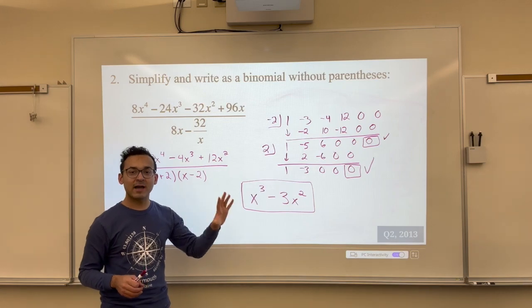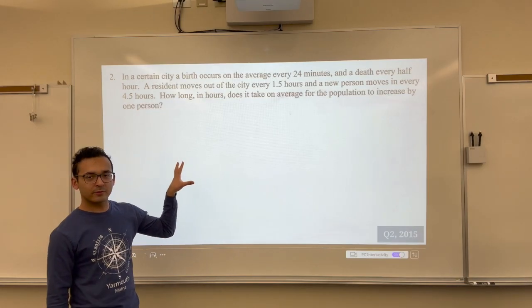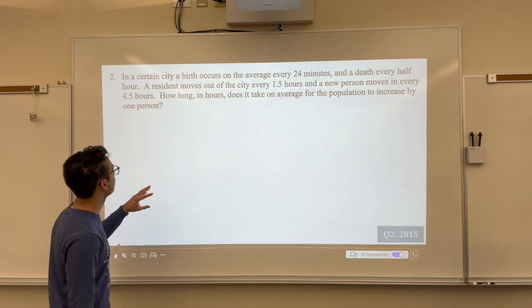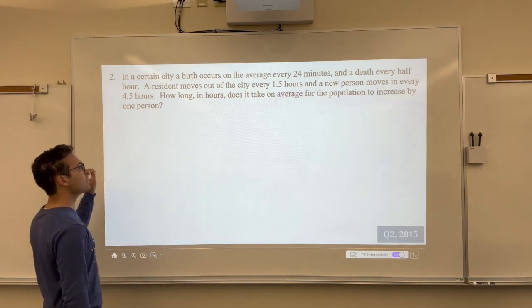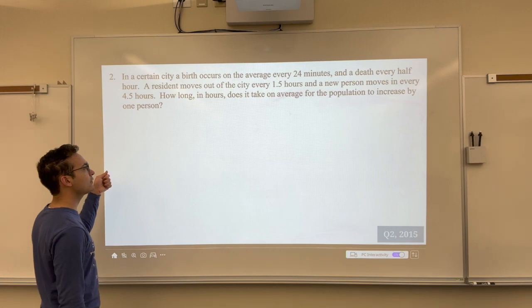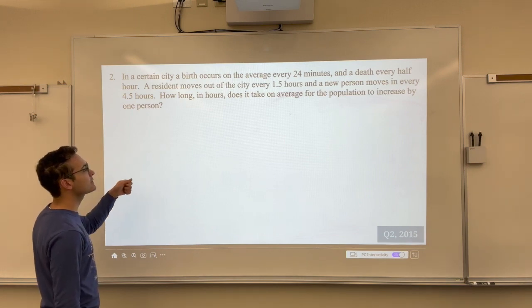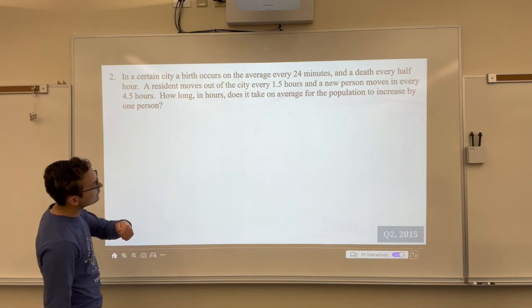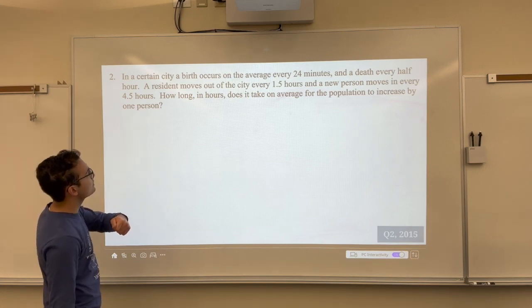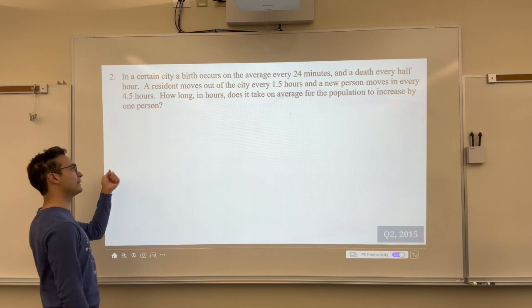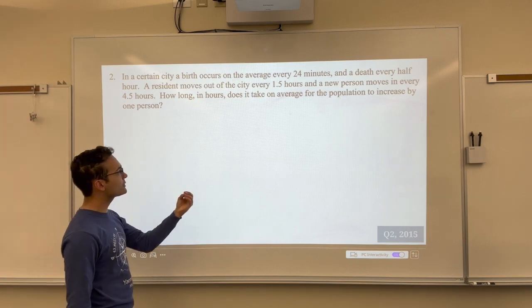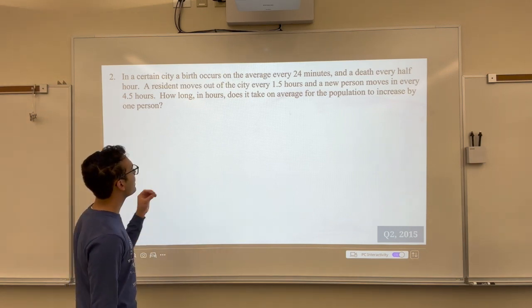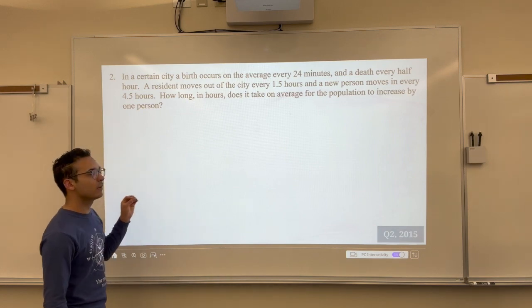Let's go ahead to our final 4-pointer of this video. So this is pretty different from what we've been seeing. This is a word problem. So let's go ahead and read it. In a certain city, a birth occurs on the average every 24 minutes and a death every half hour. A resident moves out of the city every 1.5 hours and a new person moves in every 4.5 hours. How long in hours does it take on average for the population to increase by 1 person?